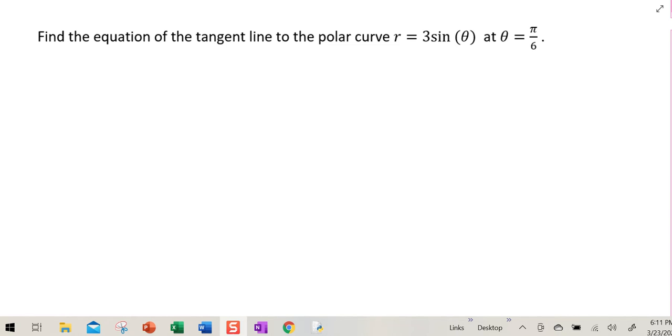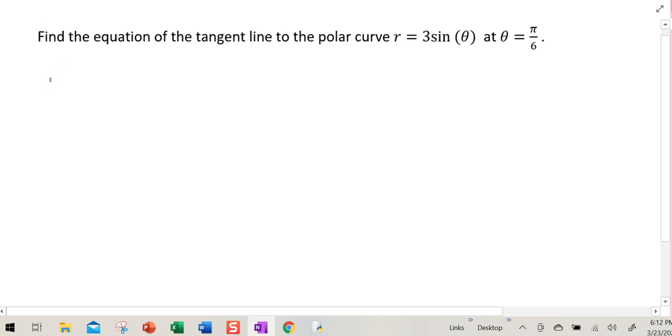So let's get started. Find the equation of the tangent line to the polar curve r equals 3 sine of theta at the point theta equals pi over 6. So the first thing that we need to do is find the slope of the tangent line. That's usually the first thing that we do whenever we need to find an equation of a tangent line: we want to find the slope.